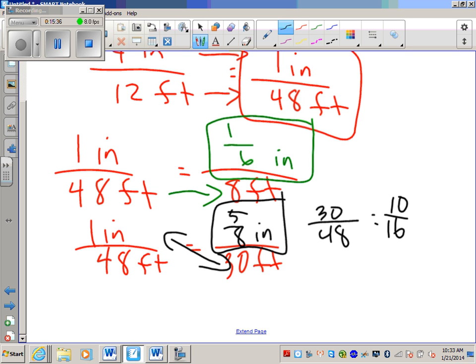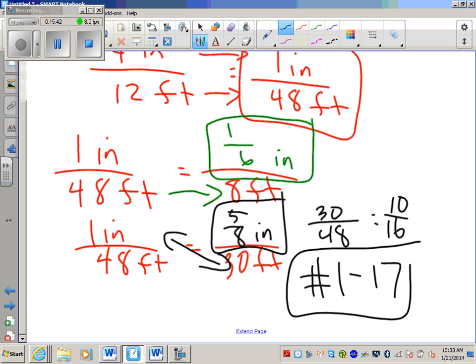So let's do 1 through 17 without the ones that are x'd out. Obviously, the ones that are x'd out at the top, don't do those, so all the other ones. Got it?